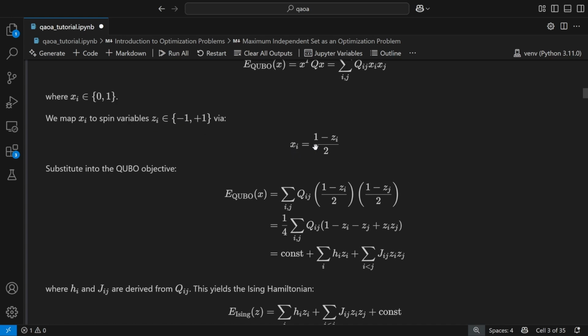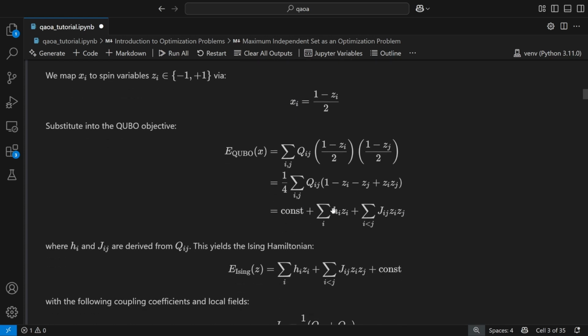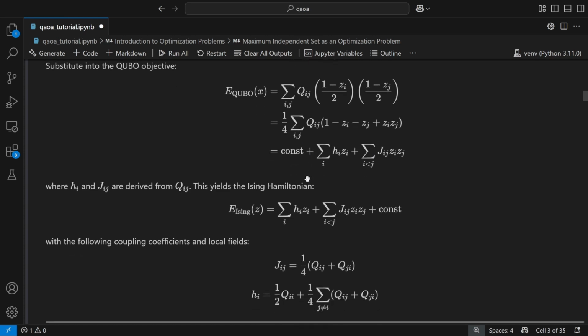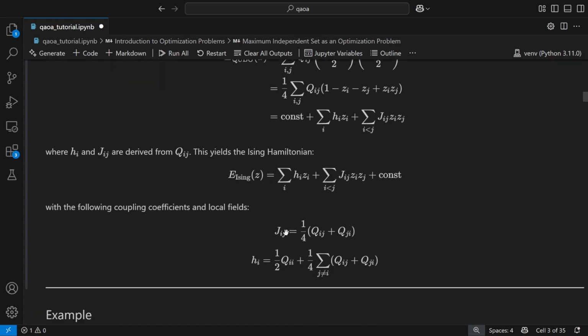In this case, xi is expressed as (1 - z) divided by 2. You can check this. If z is 1, you get 0. If z is -1, you get 1. By substituting x everywhere in the objective, we arrive at this equation, which is the Ising Hamiltonian. We can disregard this constant. What matters is that the coefficients J and h are related to the QAOA matrix.